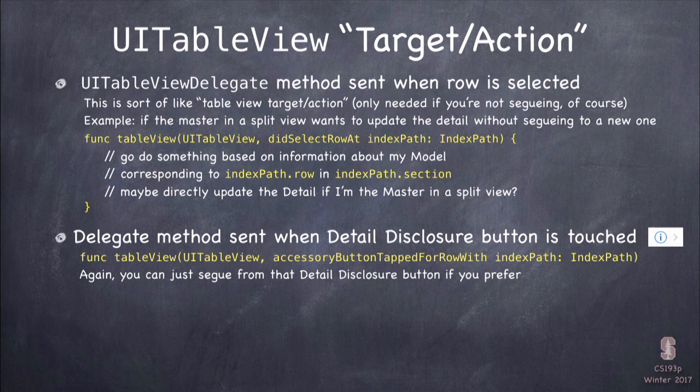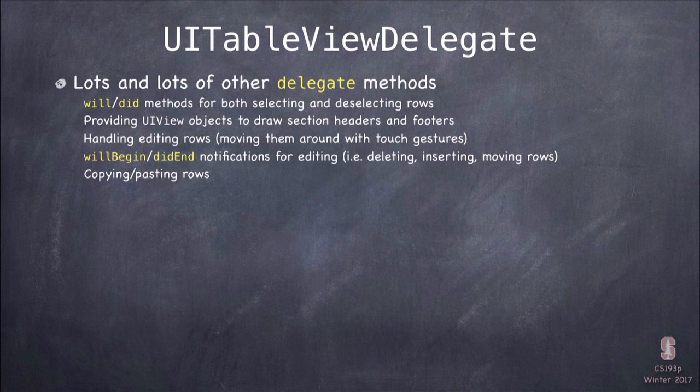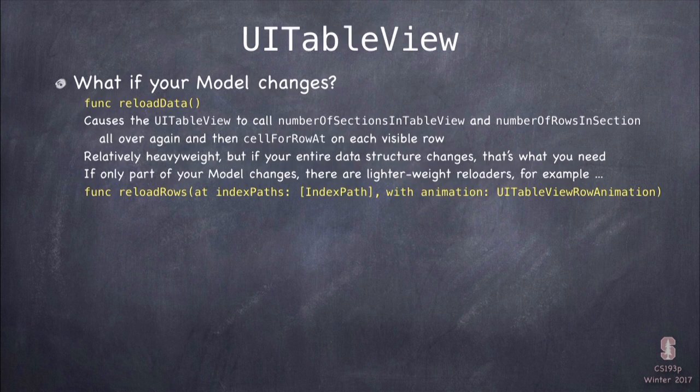You can do the same thing with that detail disclosure, by the way. So someone clicks on that detail disclosure, you're going to get this method in your delegate called accessory button tapped for row with index path. Okay, so now you know which row. So when things are clicked on, you can either segue or you can use these to find out things were clicked on and do whatever you want. So yeah, a lot of wills and dids and all those things. You can look at the documentation for UI table view delegate.